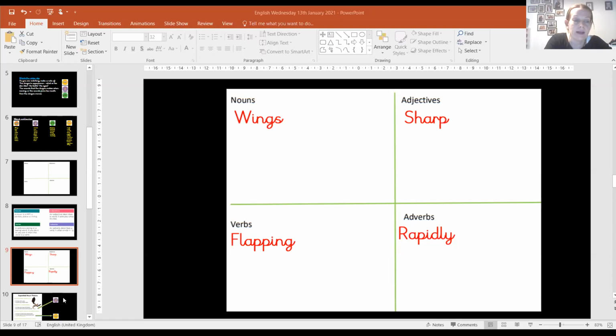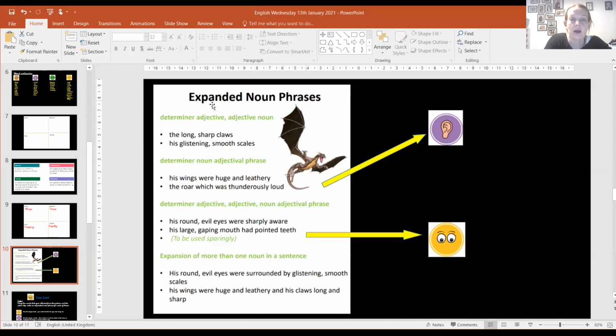Because if you look now at this screen, this gives some examples of expanded noun phrases. So there are some things to help you here. There are lots of examples of expanded noun phrases. It's not just one way of putting a sentence together. There are a few. So the first one tells you that you can use a determiner, so the is the determiner there, and then an adjective, and a noun, which would give you an expanded noun phrase. This is the most common type of expanded noun phrase, and we have looked at these a lot in class.